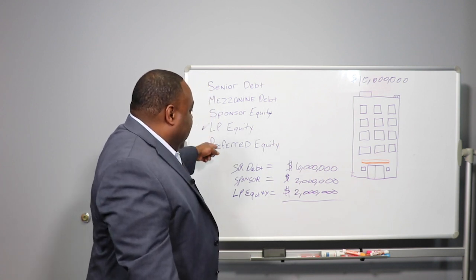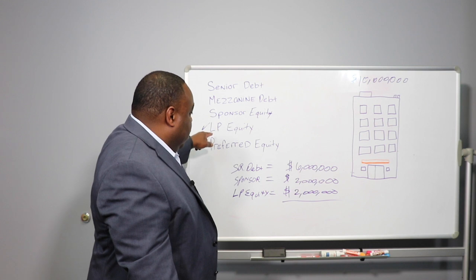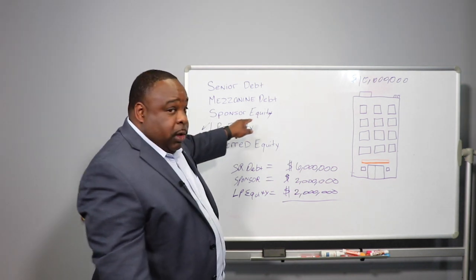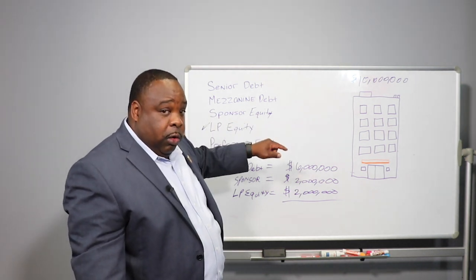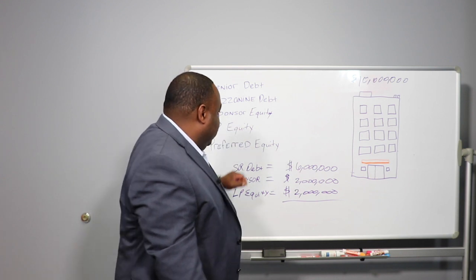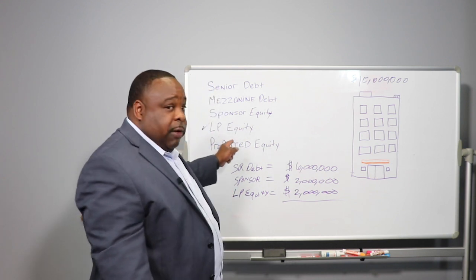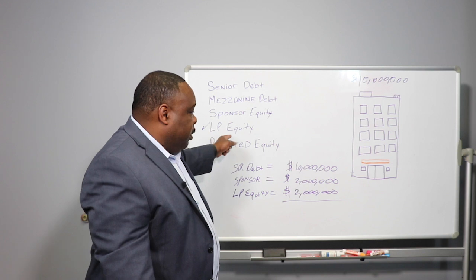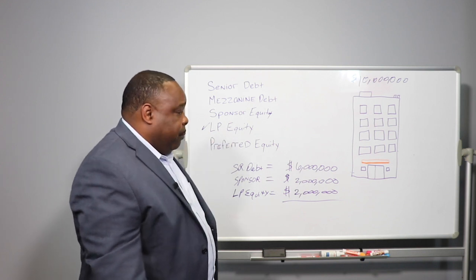Then you have LP equity. So again, in that partnership structure, you have your GP, which are your active investors. They have control rights over that project. And then you have your passive investors. Those are your limited partners who make an investment into that project.